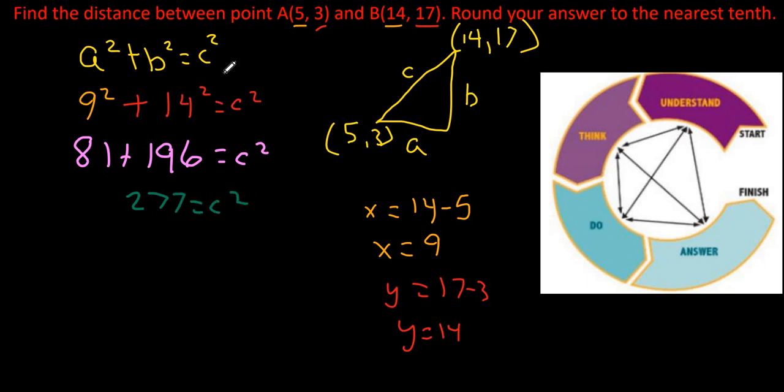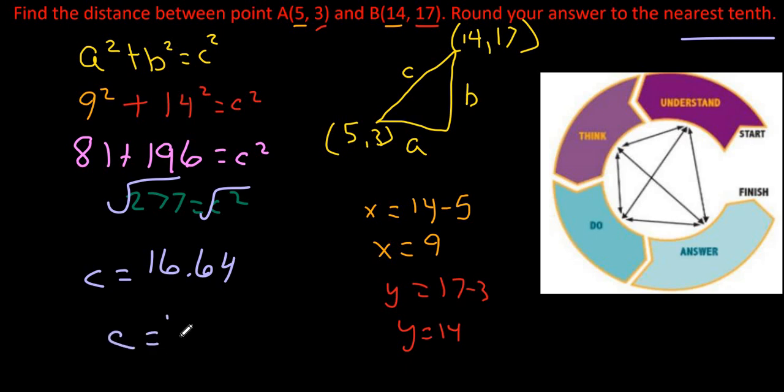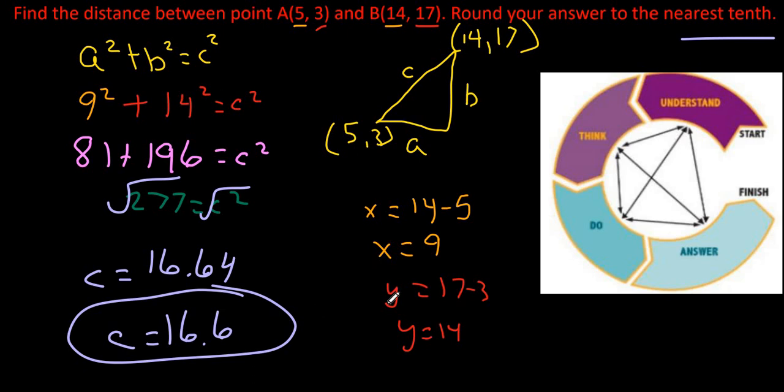The opposite or inverse of squaring a number is the square root. So we take the square root of both sides. We're going to round to the nearest tenth. So the calculator tells me that C is going to be 16.64. So rounding that to the nearest tenth is going to be 16.6. So go ahead and pause it if you need more time.